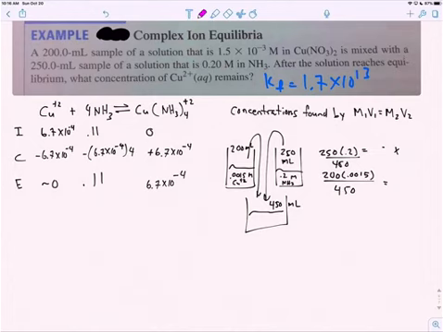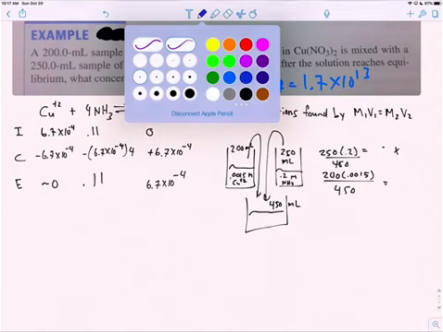So the concentration of copper ions is 6.7 times 10 to the minus 4. And the ammonia concentration is 0.11. The copper complex concentration initially is 0. And since the Kf is 1.7 times 10 to the 13, we're basically shooting all the way to the right, and it doesn't really change that much. So the amount of copper left over is going to be very small. But then what we do is we write the Kf.